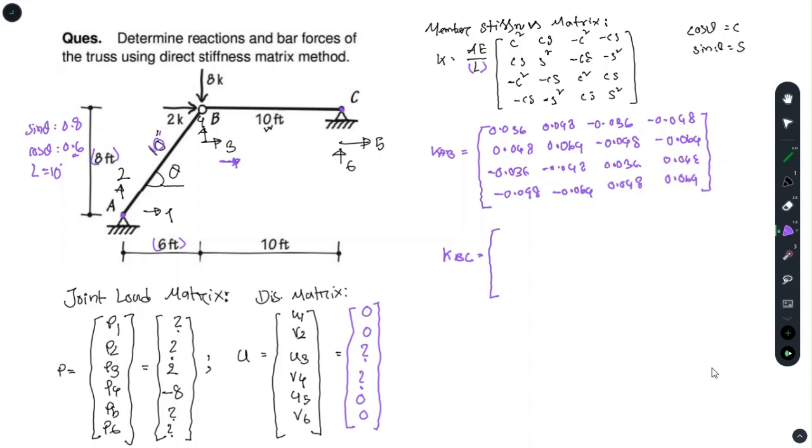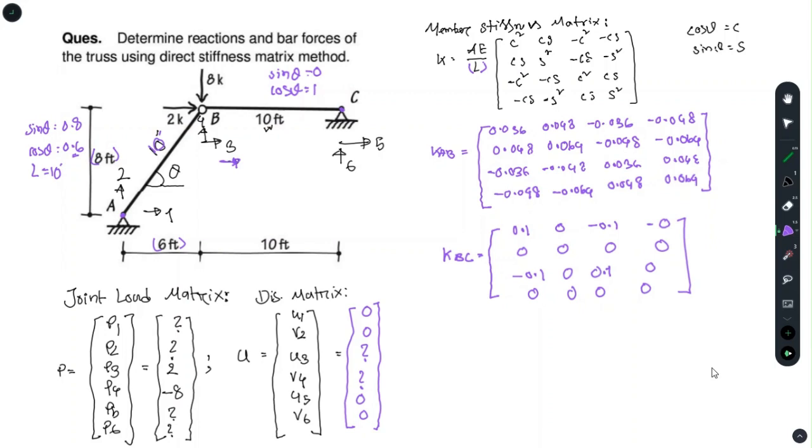For BC, you have a length of 10 feet, and your sine theta would be 0, and your cos theta would be 1. So if you follow the formula, you get a value of 0.1 for the first entry. It would be 0. It would be minus 0.1. It would be minus 0. It would be 0, 0, 0, 0. The third row would be minus 0.1, 0, 0.1, 0. The last row would be 0, 0, 0, 0. Just use the formula, you'll get that.